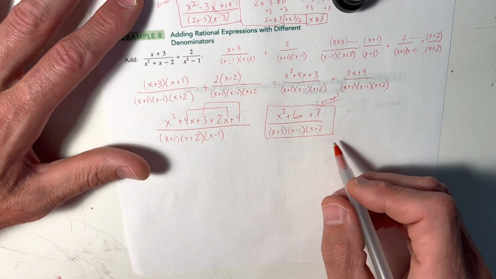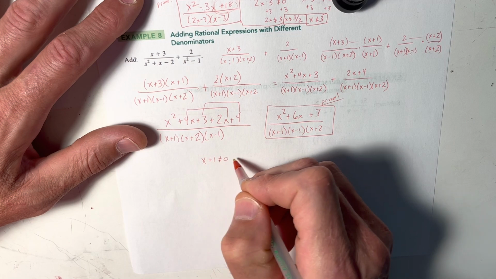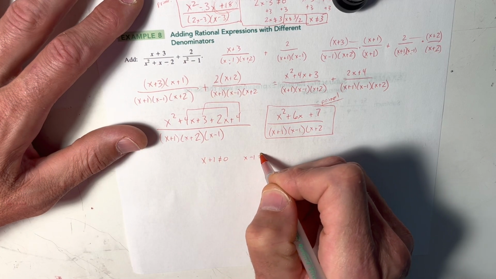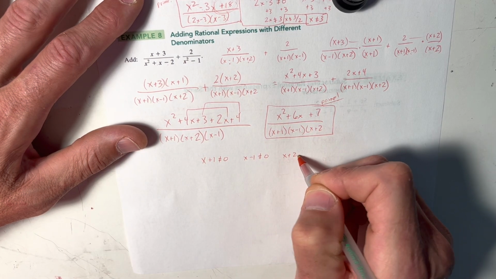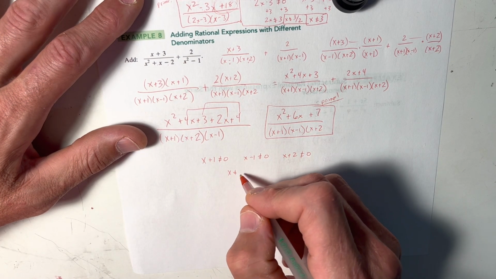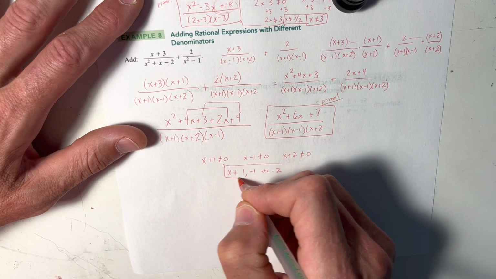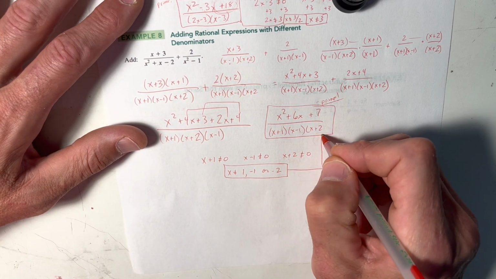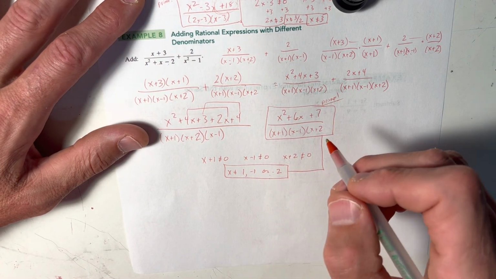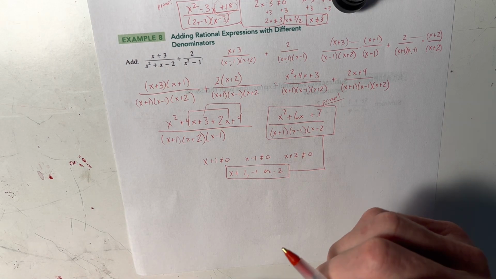And then finally, we have to do our domain restrictions. X plus 1 cannot equal 0. X minus 1 cannot equal 0. And x plus 2 cannot equal 0. Yeah? So therefore, x cannot equal 1, negative 1, or negative 2. And we've got both our answers, domain restrictions, and our simplified fraction in order to get our answer.